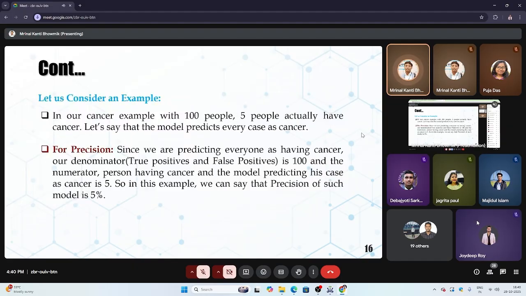So let us consider an example. Similar problem in our cancer classification with 100 people, where 5 people actually have cancer. Let's say the model predicts every case as cancer. Since we are predicting everyone as having cancer, our denominator, that is true positive plus false positive, is 100, and the numerator, the persons having cancer and the model predicting the case as cancer, is 5. So we find that the precision of such a model is only 5%. Although accuracy is 95%, we can see that precision is a good measure which can detect that the model has only 5% precision.